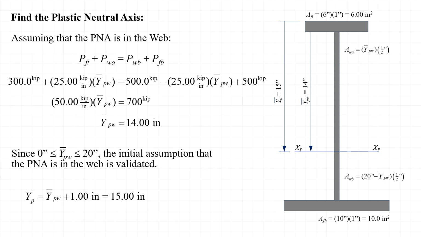At this point, we can calculate the depth of the web below the plastic neutral axis and find that it is equal to 6 inches. Then we can calculate the area of the web above the plastic neutral axis and find that it's equal to 7 square inches. And finally, we can calculate the area of the web below the plastic neutral axis and find that it is equal to 3 square inches.